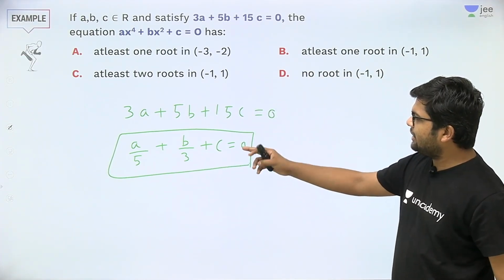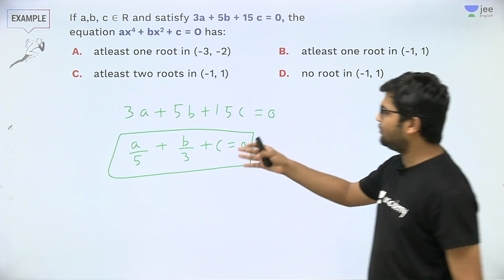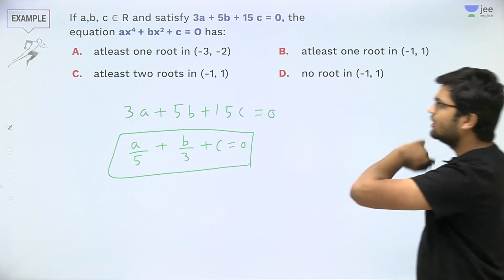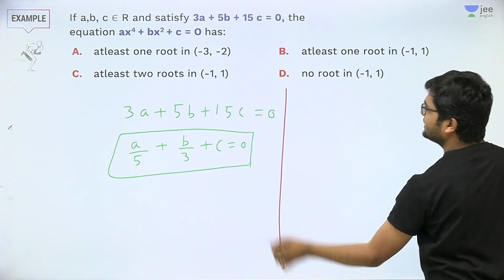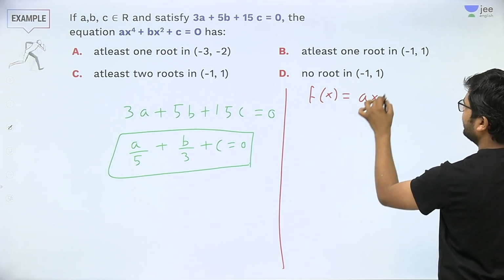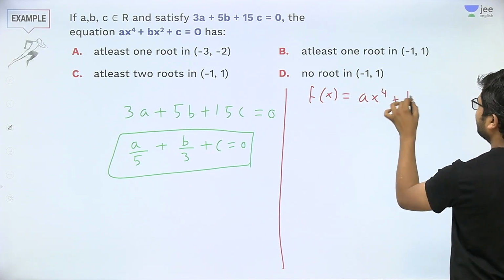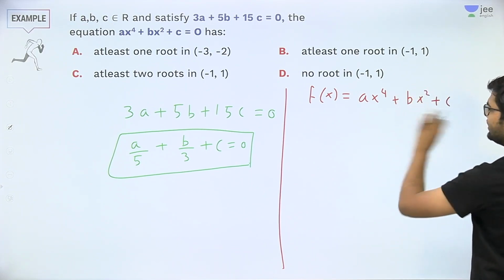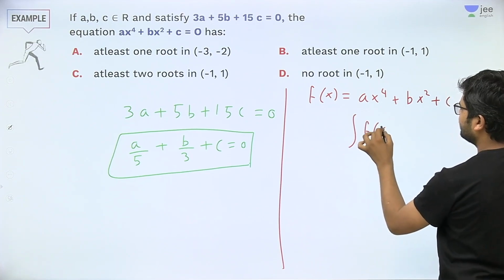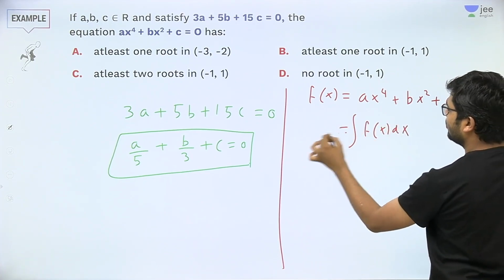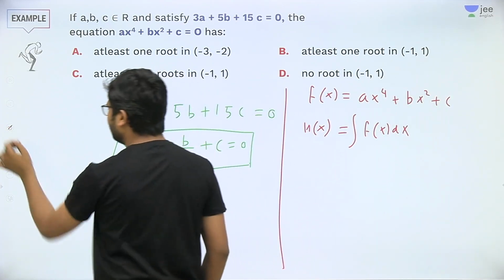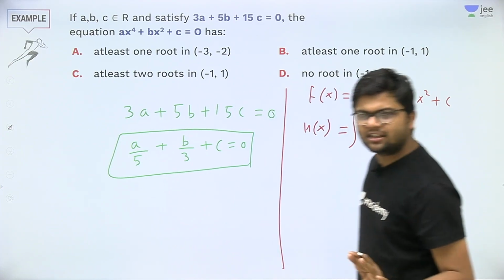Now this a/5, b/3, c, this type of expression can be easily created by integrating this f(x). So I am assuming this function as f(x). I have been given f(x) as ax^4 + bx^2 + c. I hope everybody is comfortable with what I have done. Now integrate this f(x) with respect to dx, and let's call that function h(x). I think everybody is clear on that.